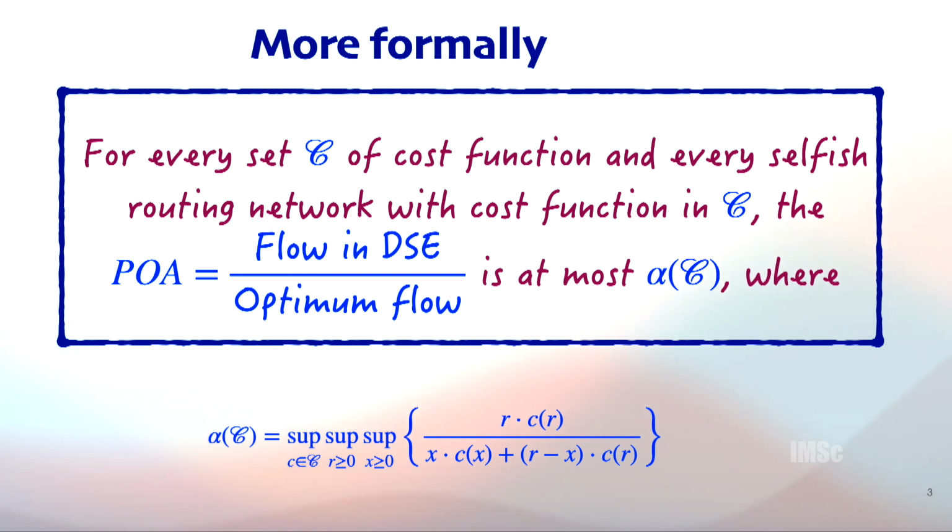For any selfish routing network with cost function derived from this class C, you have a value alpha c which can be defined like this. Whatever is the value of this quantity, the price of anarchy for this network would be at most that. So, it again tells you that the complexity of the network structure does not matter. The worst possible thing can also be seen in this simplest possible network. The cost functions do matter. That is what we will see now.